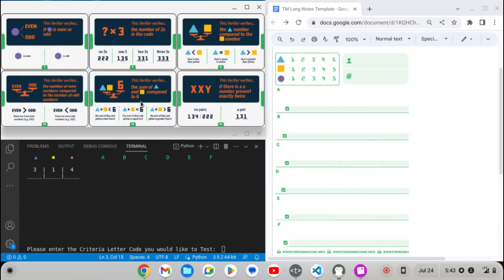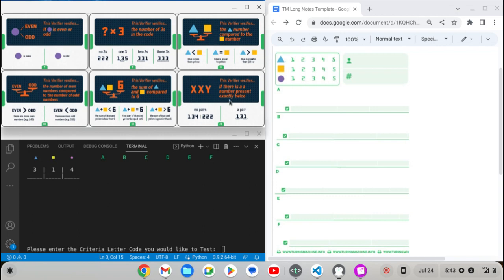So should there be more even than odds or less even than odds? Criteria card E again looks at our first 2 digits, triangle and square, but this time we'll add them up and compare the sum to 6. So should the sum be less than 6? Should it be equal to 6? Or should the sum be greater than 6?